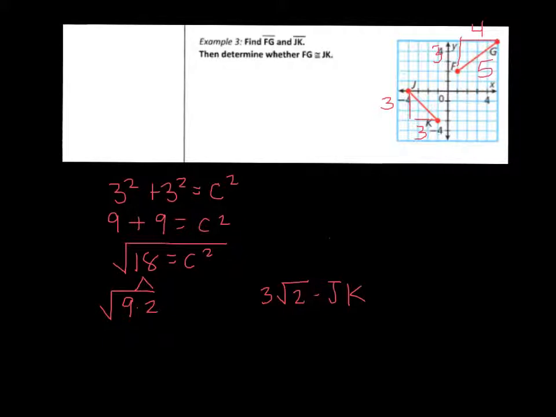So hopefully you remember that special right triangle that's a 3, 4, 5. So I know that FG has to be 5. So are they congruent? Well, congruent means equal. So those are not equal. So this is not congruent.